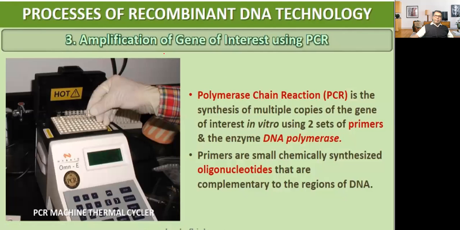Now, the third step is amplification of the gene of interest using PCR. PCR stands for polymerase chain reaction. There is a machine, the PCR machine, which has a thermal cycler. It is also known as a thermal cycler. Polymerase chain reaction is the synthesis of multiple copies of the gene of interest in vitro. In vitro means in an artificial medium, using two sets of primers and the enzyme DNA polymerase. Here we need two primers and the enzyme DNA polymerase.